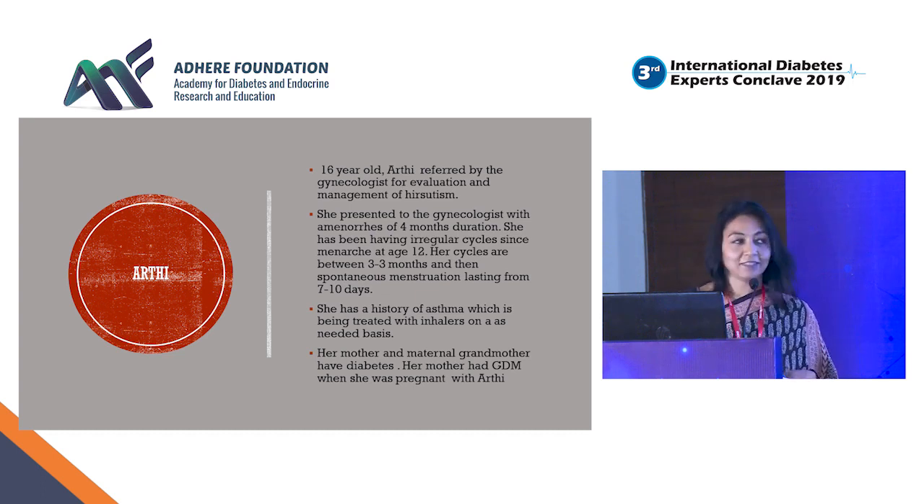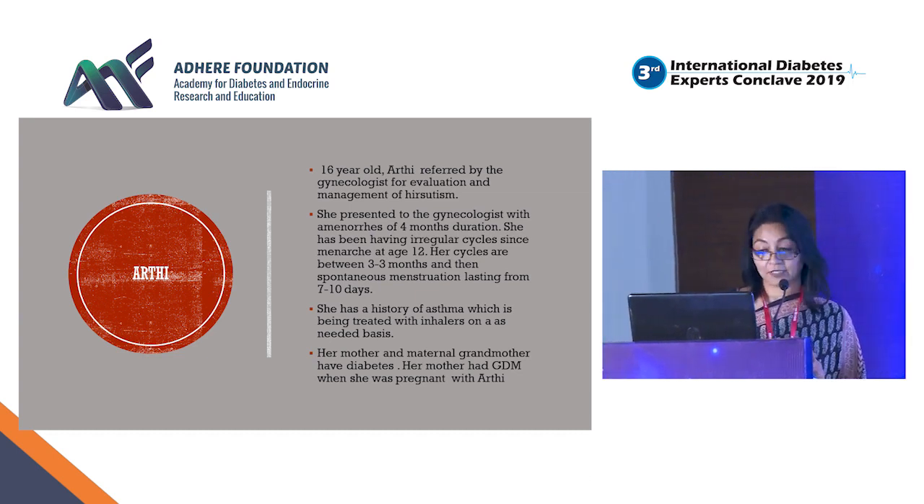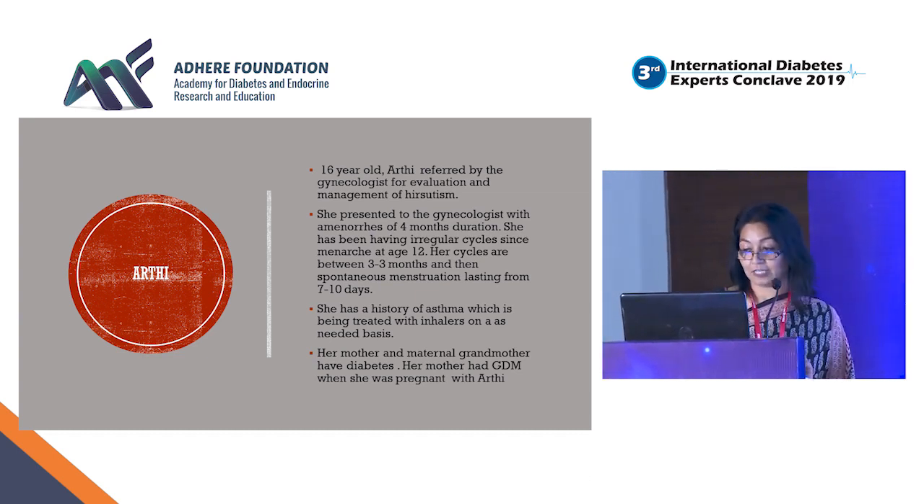So in this process, the first case that we have is a 16-year-old girl, Aarti, referred by a gynecologist for evaluation and management of hirsutism. She presented to the gynecologist with amenorrhea of 4 months duration. She has been having irregular cycles since 12 when she attained menarche. Her cycles are 3 months apart, and then spontaneous menstruation lasting 7 to 10 days.